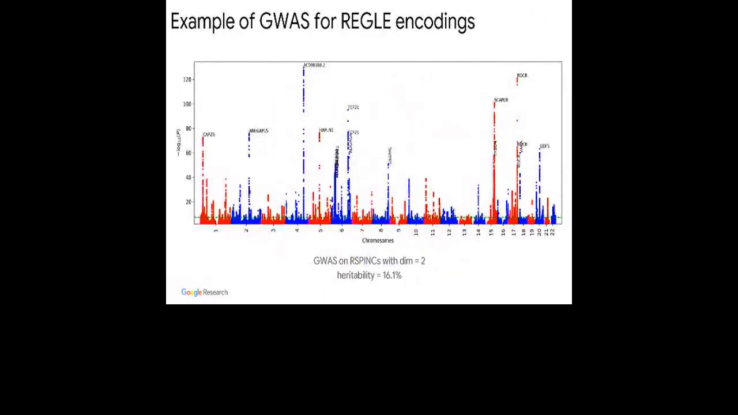Now, I can't not show a Manhattan plot in a genetic talk. So here is the Manhattan plot when we run GWAS on R-spink. You can see that there are a lot of hits and there is a strong heritability, like 16% heritability. We were very excited about this for R-spink. That means that there is a genetic component for one of these latent factors that is not captured by doctors.